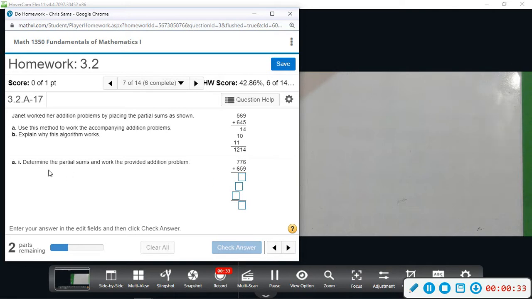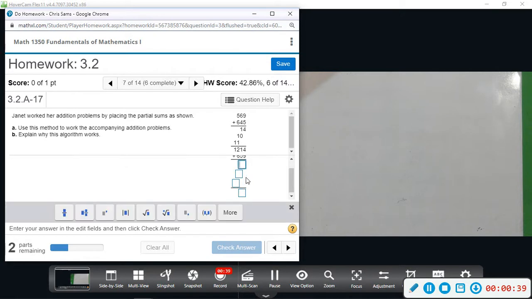So we want to determine the partial sums. We're going to do the same thing here. So if we add 6 and 9, we get 15. Then if we add 5 and 7, we'll get 12 for our next partial sum. And then if we add the hundreds place 6 and 7, we get 13. And then once we add those partial sums, we'll just add right down the columns.